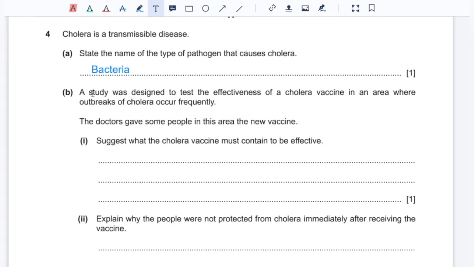A study was designed to test the effectiveness of a cholera vaccine in an area where outbreaks of cholera occur frequently. The doctors gave some people in this area the new vaccine. Suggest what the cholera vaccine must contain to be effective. It needs to have the dead pathogen, the same pathogen against which the vaccine is being made.